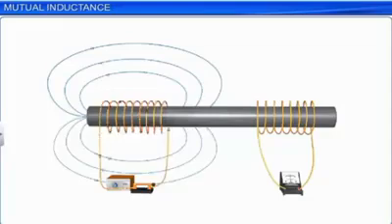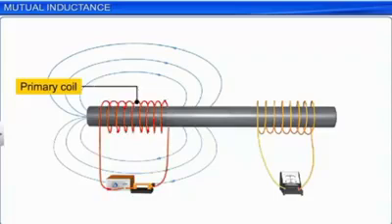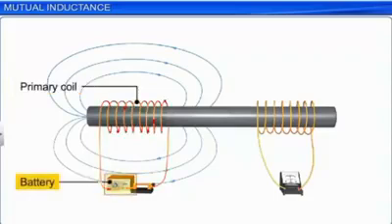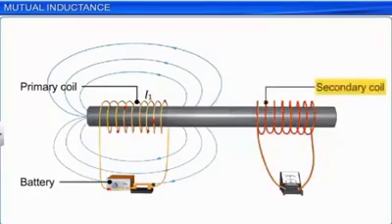Let us first understand the experimental setup that helps us demonstrate this phenomenon. The coil on the left is called the primary coil and is connected to a battery. Let the current in this coil be I1. The coil on the right is called the secondary coil and it is connected to a galvanometer.